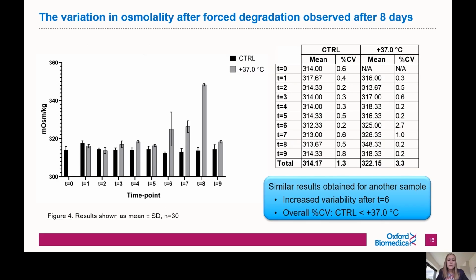So as you can see, there is an increase in variation after time point 6, and this variation is also showing not only increased variation, but also higher mean values of osmolality overall. There wasn't a huge difference at the end in terms of mean values, but you can see that there is indeed a higher variation when the samples are kept at 37 degrees. And this was also observed for other samples.